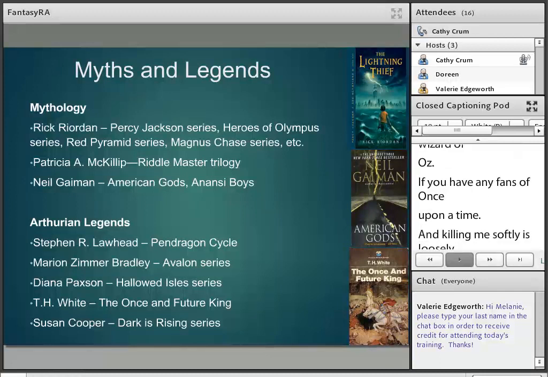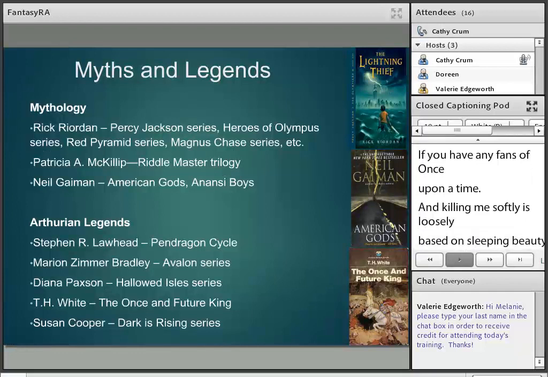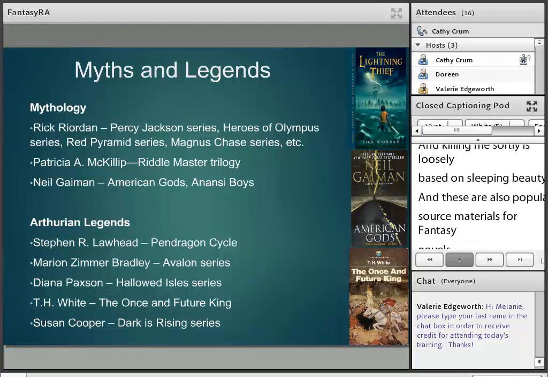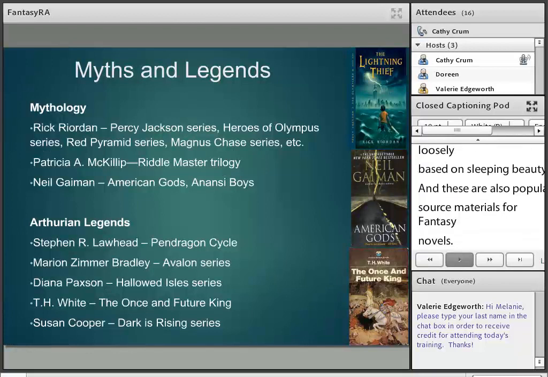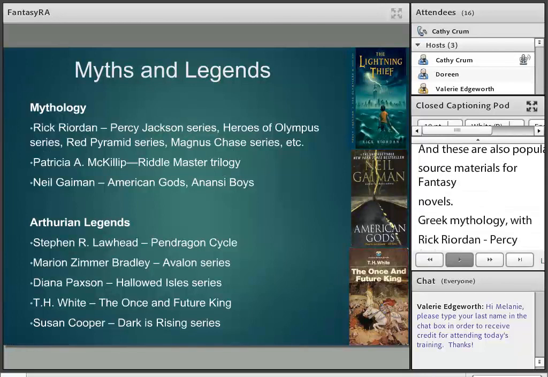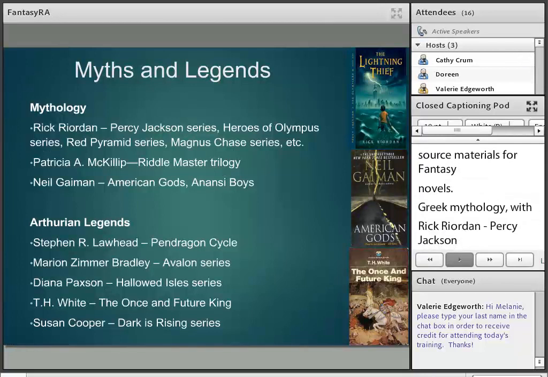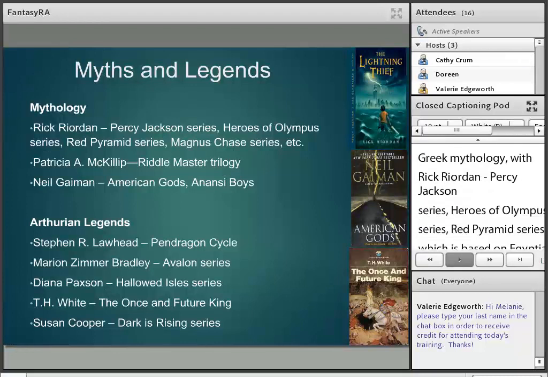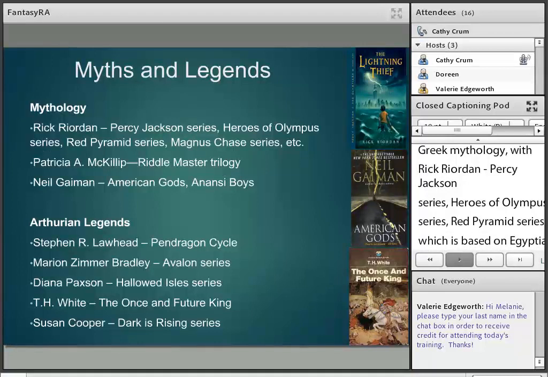Along with fairy tales, myths and legends are also popular source material for fantasy novels. Greek mythology is a hot subject for fantasy, with Rick Riordan's Percy Jackson novels, his Heroes of Olympus series, which also focuses on Roman mythology, and now he started a new series based on Apollo. Riordan's Red Pyramid series is based on Egyptian mythology, while his Magnus Chase series is based on Norse mythology.